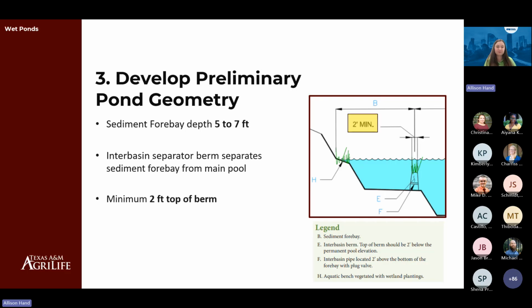The interbasin pipe, shown as F on our detail, hydraulically connects the sediment forebay and the main pool through a submerged pipe portal to promote aquatic water supply during dry conditions. The elevation of the interbasin pipe should be 2 feet above the bottom of the forebay, and a plug valve should be included to allow for independent draining by pump of the sediment forebay for maintenance. So to reiterate, the design set discusses these recommendations and many more for developing your pond geometry.